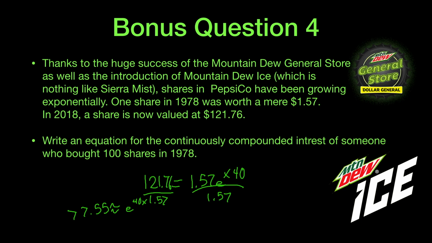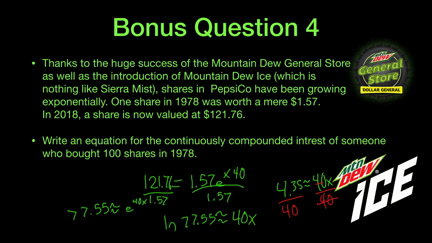At which point we would say the natural log of 77.55 is approximately 40x. So natural log, and I end up getting 4.35 is approximately 40x. Our next step is we divide by 40. And that means x is approximately 0.11 or 11%.